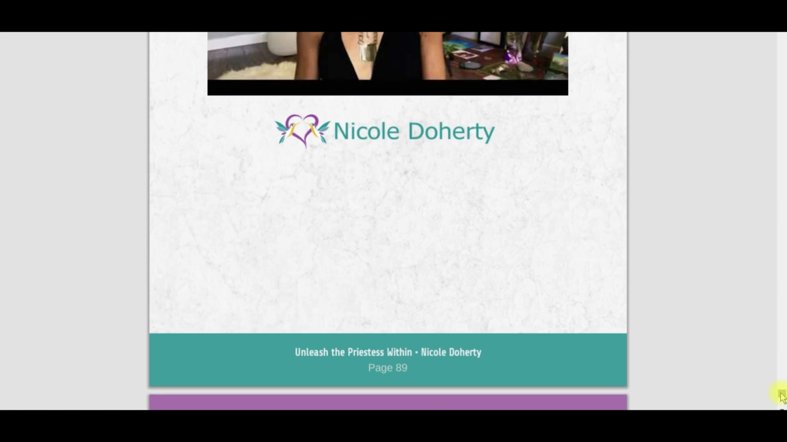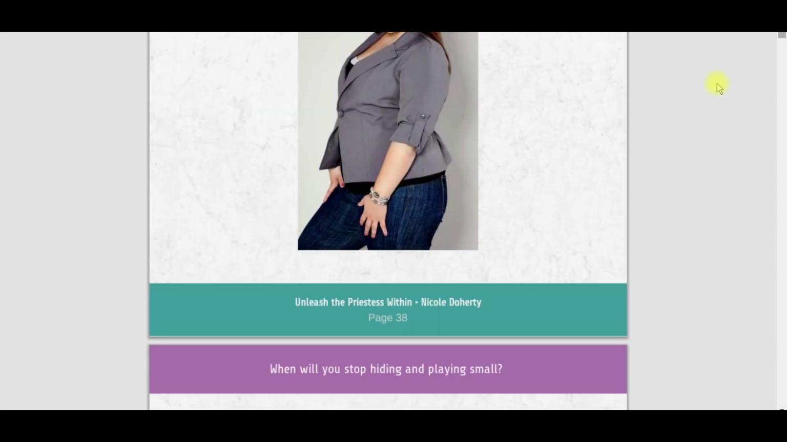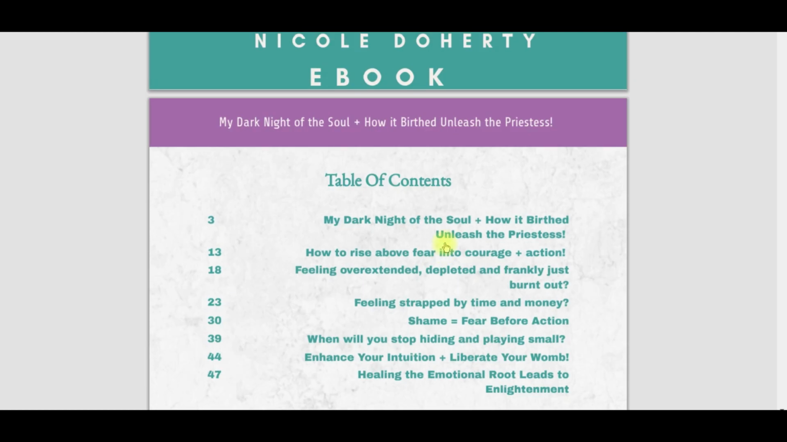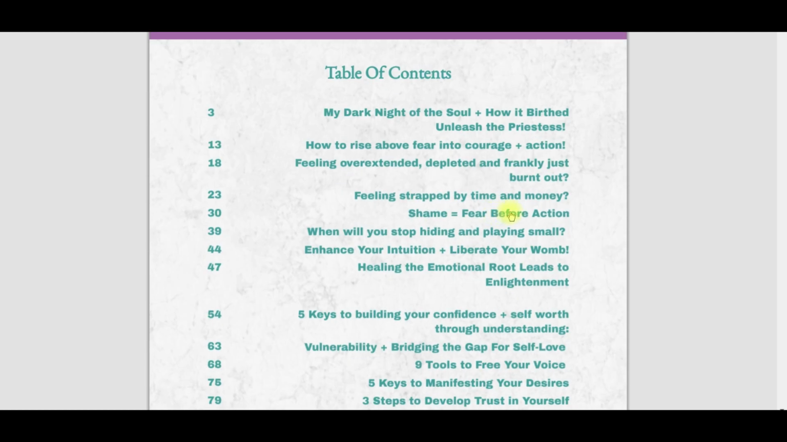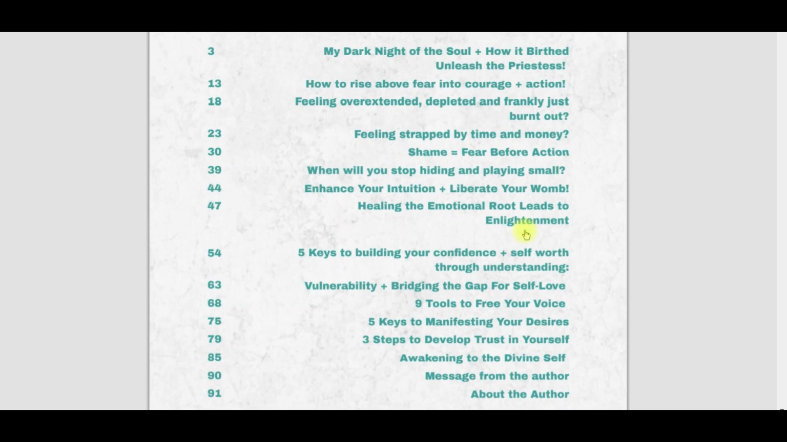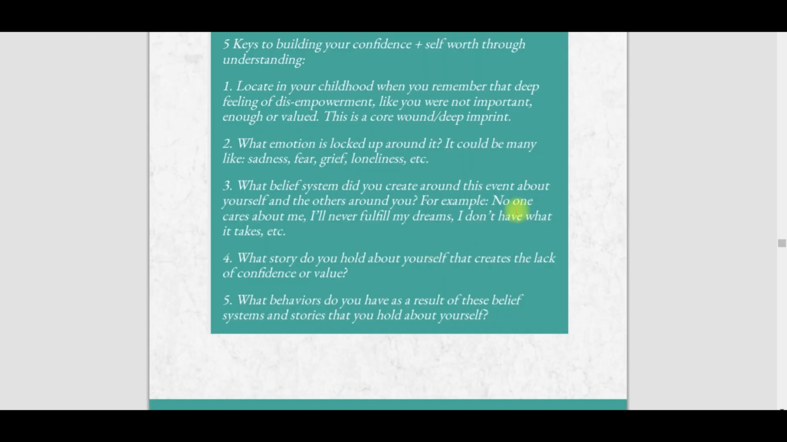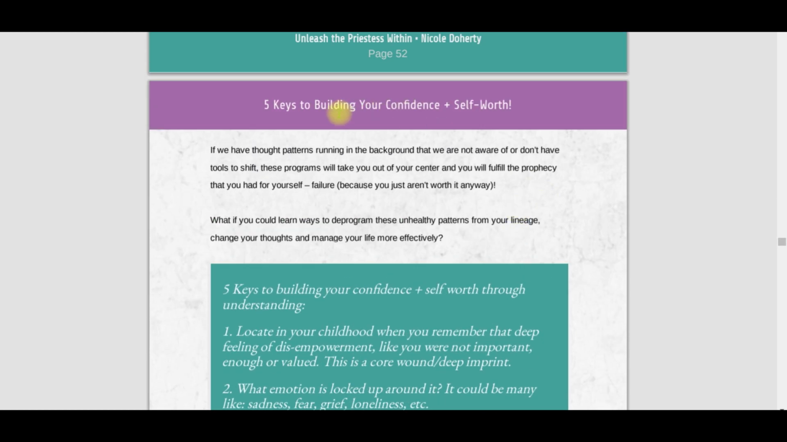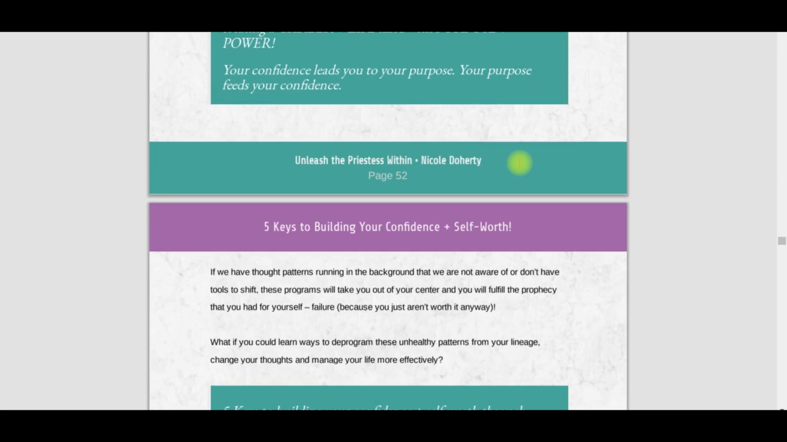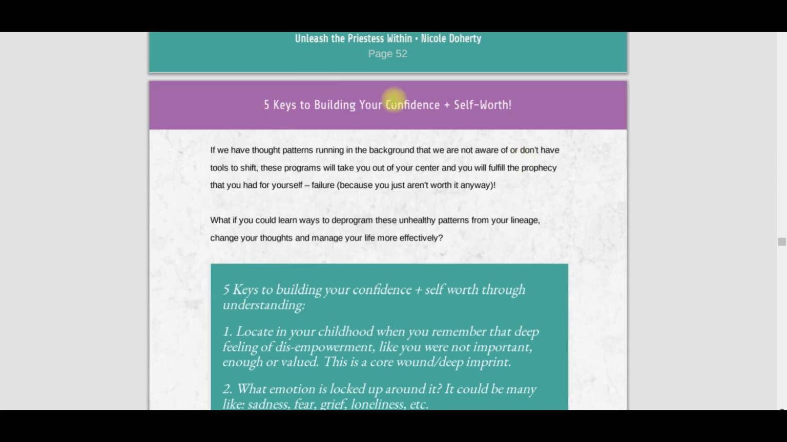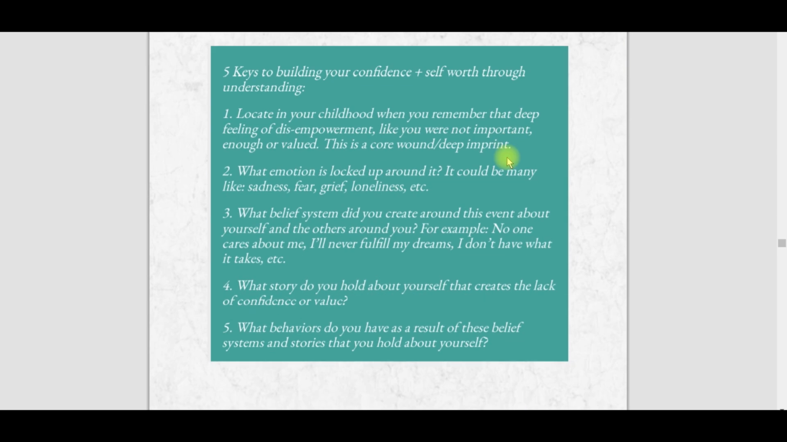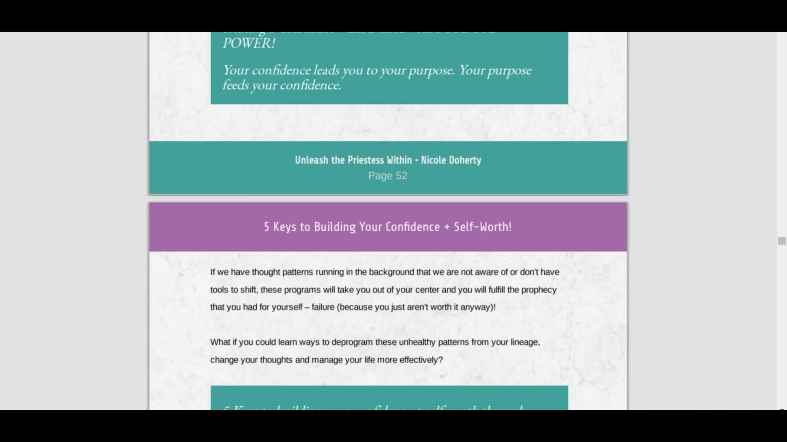But one of the coolest things about this whole process was, I want to go back to the table of contents. Now each one of these links here, if I click on this, Five Keys to Building Your Confidence and Self-Worth Through Understanding, it's going to take me right to that section in her book. And you can see how I have the headers formatted to do that. So this is a great example of an ebook that I created.